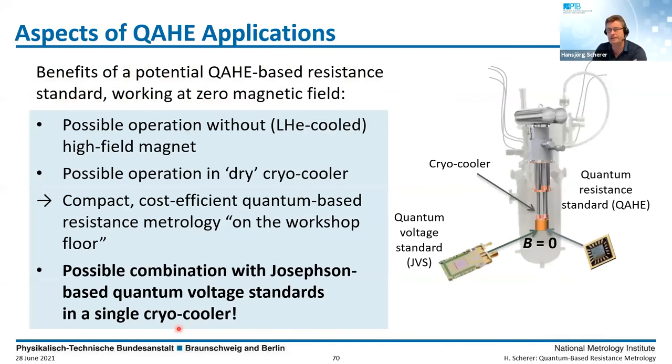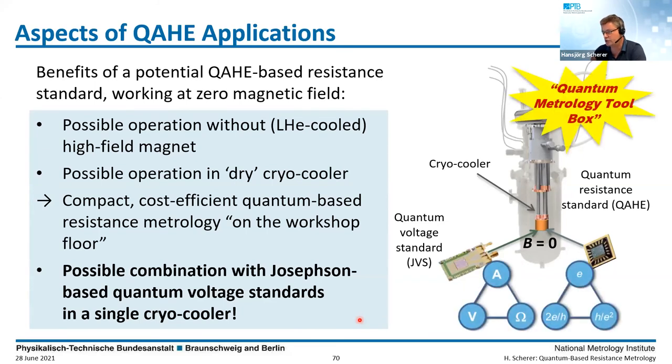And this brings me to the benefits that such a quantum anomalous Hall effect based system would provide. Of course, it would provide a possible operation without a liquid helium cooled high field magnet. It could be operated hopefully in a dry cryocooler, a closed helium cycle. So in effect it could lead to compact, cost-efficient, quantum-based resistance metrology on the workshop floor, maybe even in an industrial environment. And as the last point, very important, since the quantum anomalous Hall effect does not need an external magnetic field, you could operate it in combination with the Josephson-based quantum voltage standard in the same cryocooler. If this becomes reality, which is something like a vision of ours, we would have a quantum metrology toolbox for many purposes of practical quantum electrical metrology.